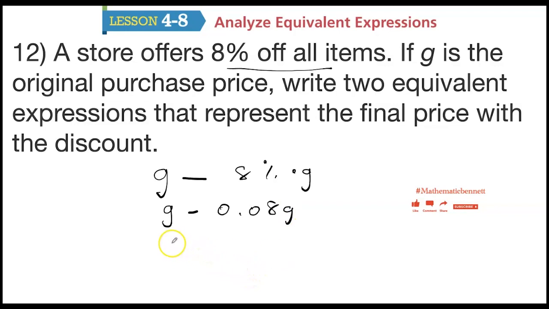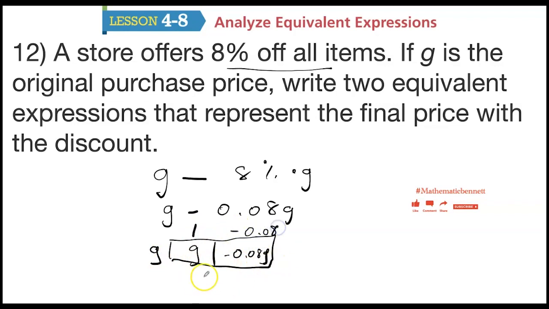From there, we could factor the expression. I'm going to use my area model since it's always easier to show. So we have G minus 0.08G, and we see that G is common to both. G into G would go 1 time. G into negative 0.08G gives me negative 0.08. From there, we could rewrite our expression as a product of 2 factors. So we have G(1 minus 0.08). We see that we could combine these 2 terms. 1 minus 0.08 gives me 0.92G. Alright, so they asked us for 2 equivalent expressions. This is 1 right there. That's 2 right there.